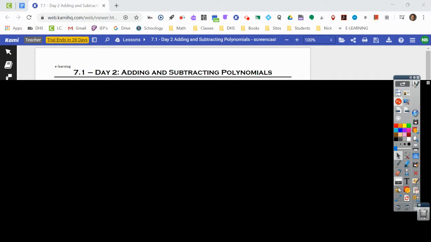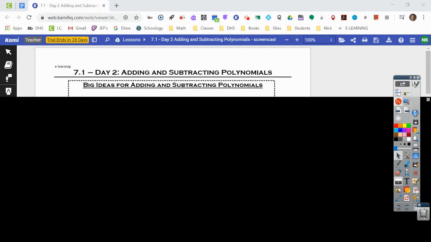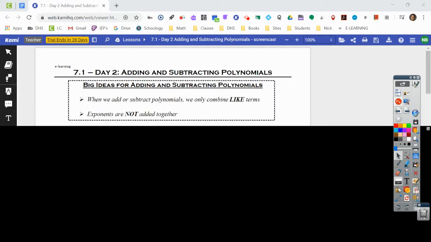All right, so today we're going to be adding and subtracting polynomials. Some big ideas for today's notes are right here in this box. The big ideas are: when we add or subtract polynomials, we only combine like terms, and like terms have to have the same variables and exponents. The other big idea is that exponents are not added together.